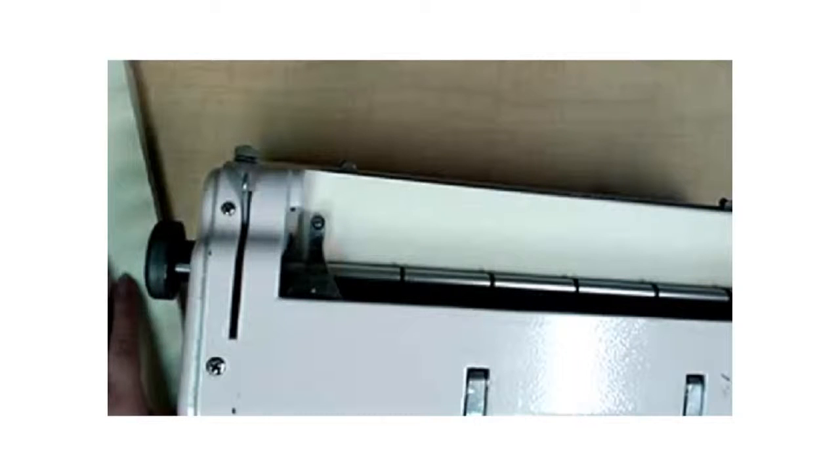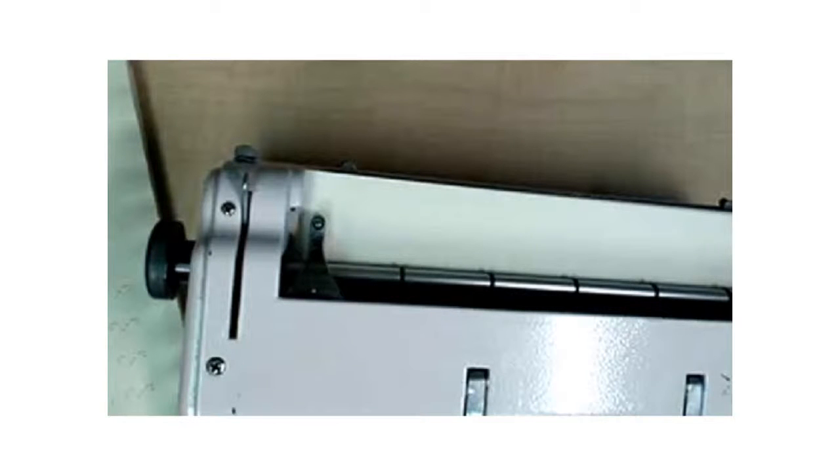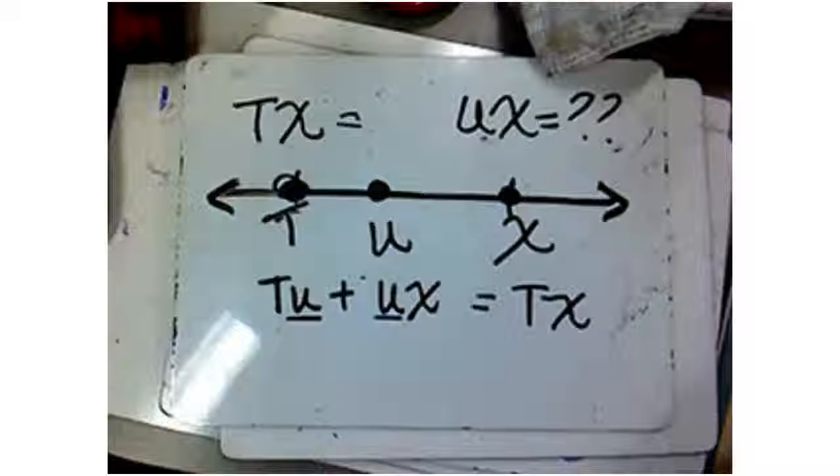So U's in the middle, so you want the segment from TU and the segment from UX to equal TX, because you're adding the two line segments together to get the whole segment. So TU plus UX equals TX. Correct. What do you notice about that when you're writing that equation? Do you notice any pattern?